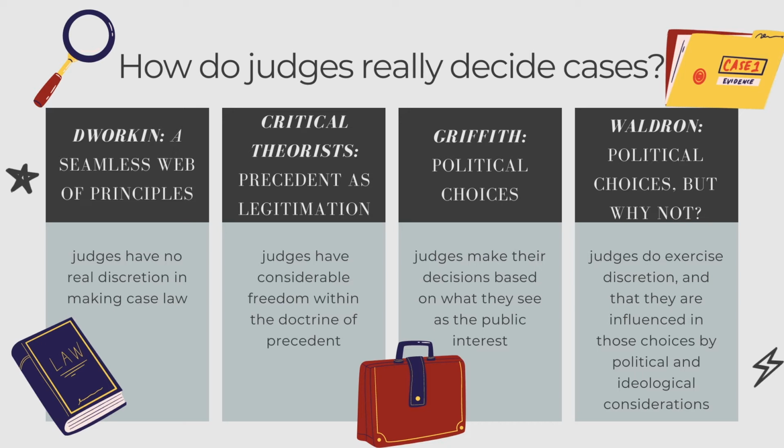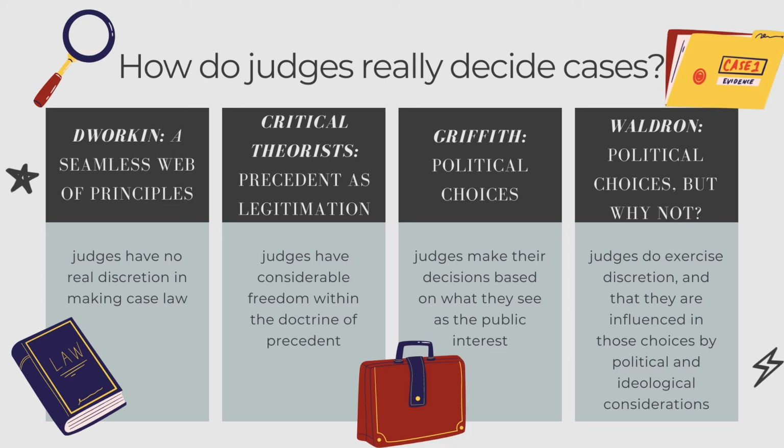The next theory is from critical theories, precedent as legitimation. These suggest that there is no such thing as legal reasoning in the sense of a logical, neutral method of determining rules and results from what has gone before. He stated that judicial decisions are based on a complex mixture of social, political, and personal factors and are simply justified by reference to previous cases.